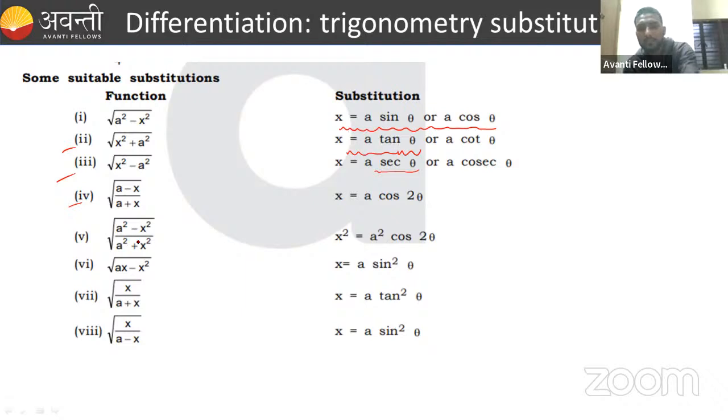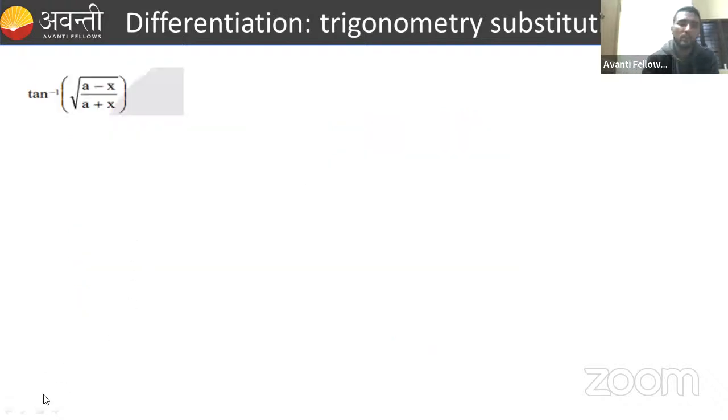Okay, so based on this, I have taken one example. We have y equals tan inverse root under (a minus x) divided by (a plus x), and we have to find dy by dx. I can directly use the chain formula, no problem, but it will take a lot of time and the solution will be very lengthy. So what we can do is simply substitute.